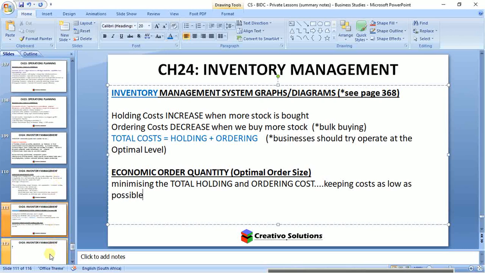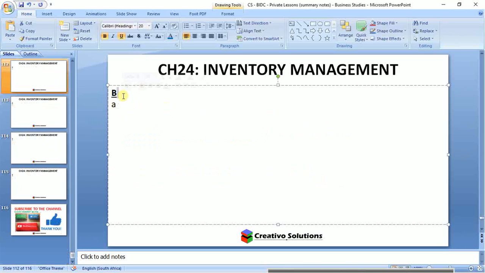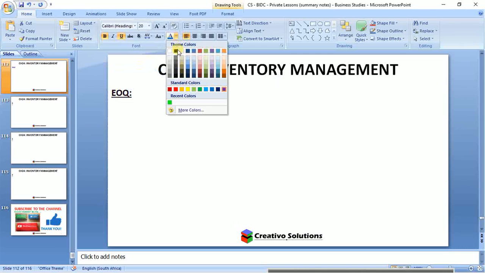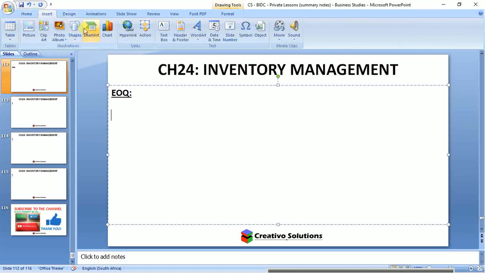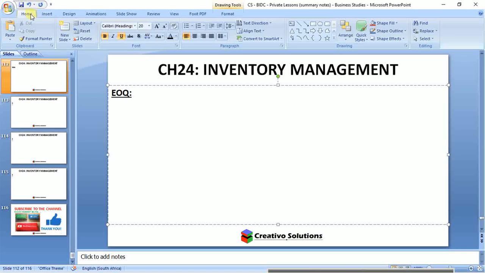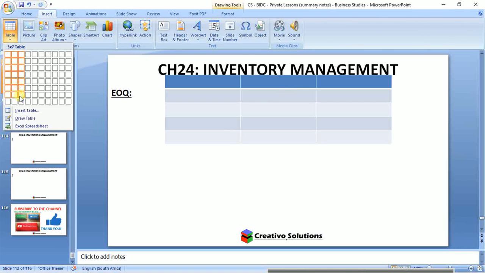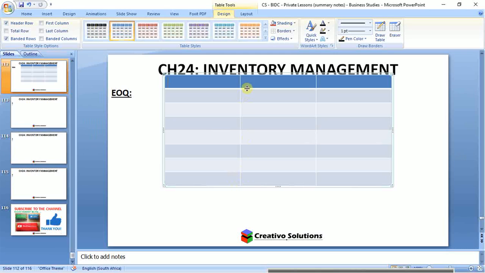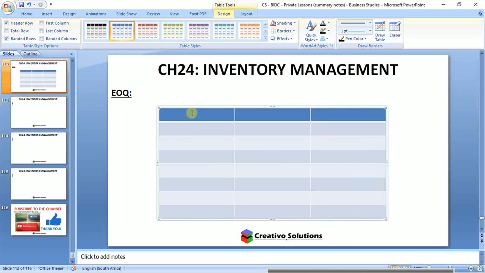The reason why I want to show you a diagram is because it actually makes sense. So let me do this on the next page. EOQ. What I'm going to show you here is a diagram, or let's use a table. A table might actually be easier than drawing a diagram. Let's do that instead. I'm looking at two things. Quantity, holding, ordering.